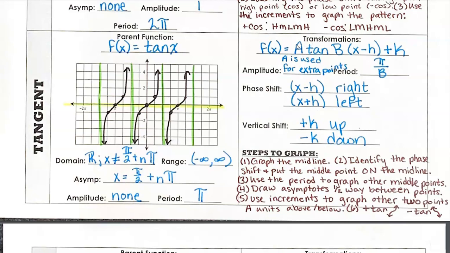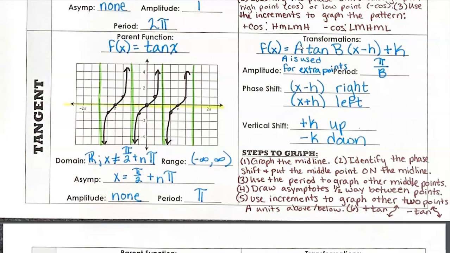However, remember, we use that a value to find where these points go. And my period is pi over b. So the way we graph our tangent line, we start as always at that midline. Then I'm going to find out whether or not, first of all, I have a phase shift. If I do have a phase shift, that is where I'm going to put that point that is in the middle of my tangent graph. If I do not have a phase shift, it goes right here at 0, 0.